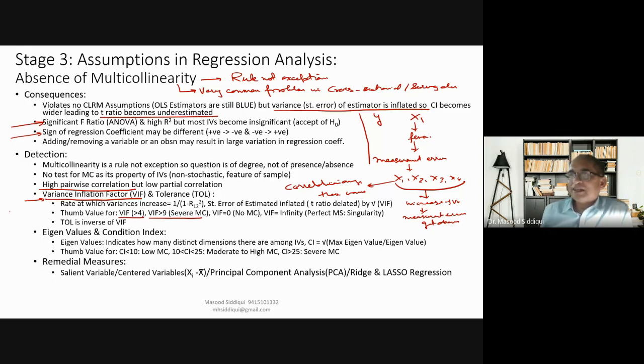So we will be interpreting VIF, and we are also interpreting the condition index. And what is the thumb rule for the condition index? All these technical details are there, but I am not discussing them because we don't have much time. If all the condition indices are less than 10, then there is low multicollinearity, which is acceptable. If some values are between 10 and 25, this is moderate to high, so we may ignore it or take it into account. But if any of the condition indices is greater than 25, then there is severe multicollinearity.